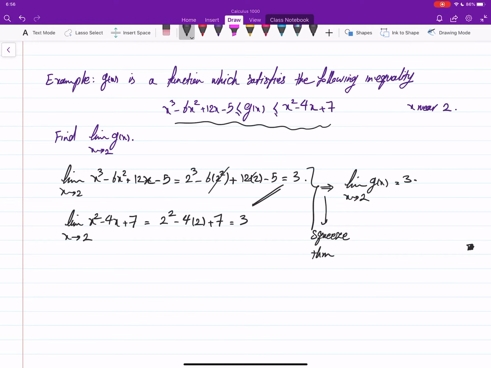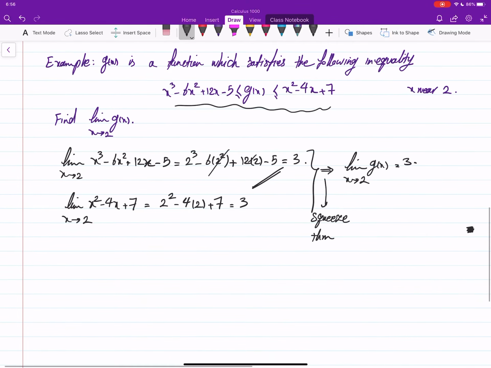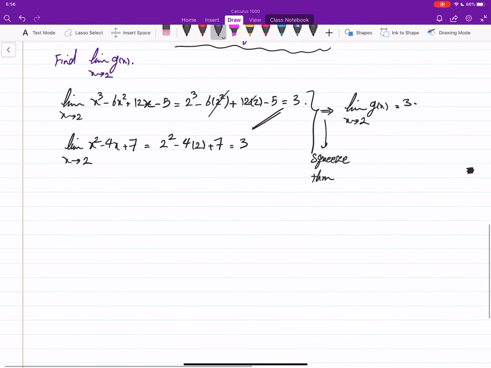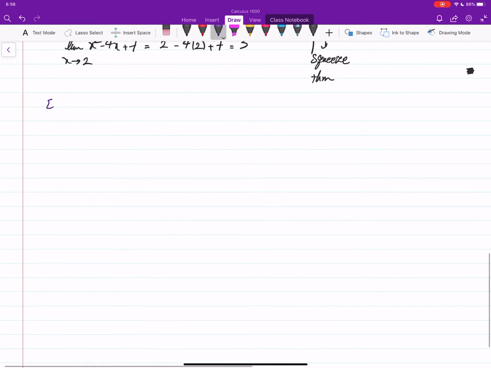Or sometimes we can do everything from the beginning: find the inequality and the limits and evaluate the limit itself. For example, let's find the limit of x squared times sine 1 over x as x approaches 0, if it exists.